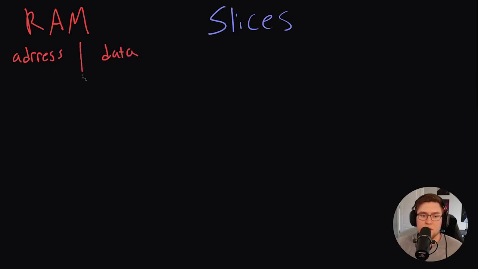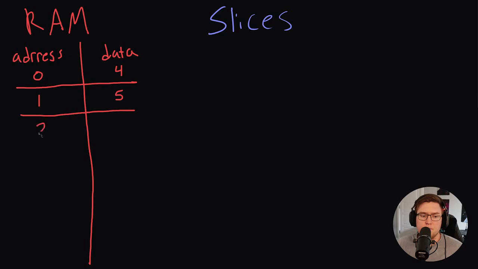It gives us a place to store stuff. So for example, at address 0, we might have some data that represents, I don't know, the number 4, right? And then at address 1, we might have some data representing the number 5. I'm just making stuff up, but you get the idea. We have addresses and we have data associated with that address.